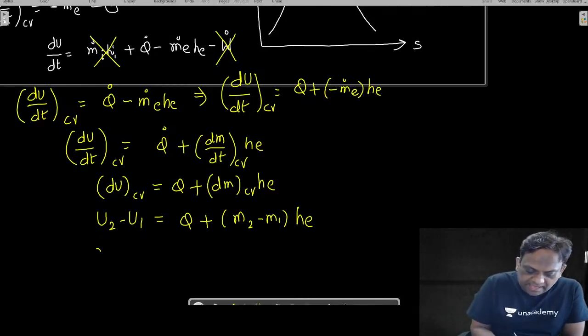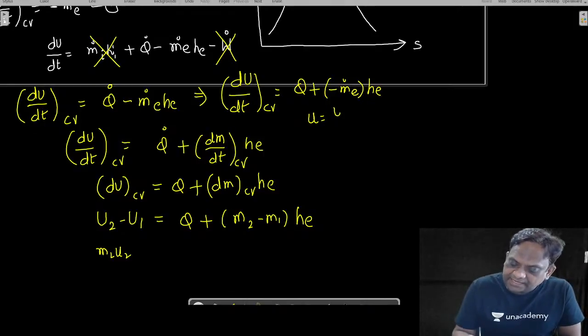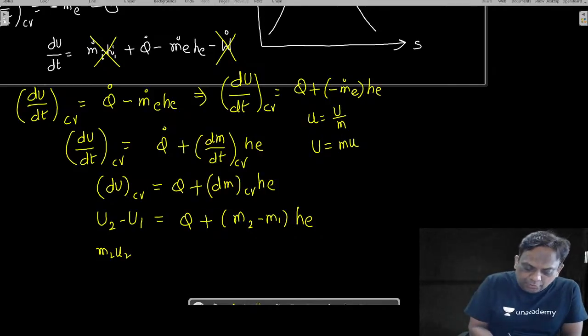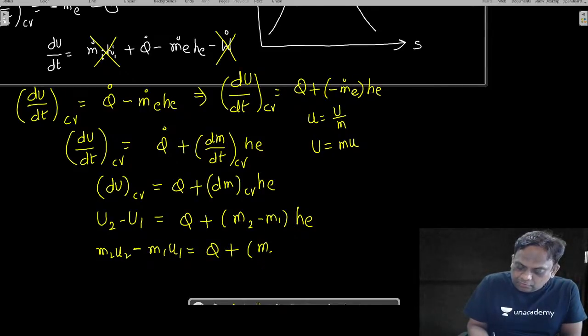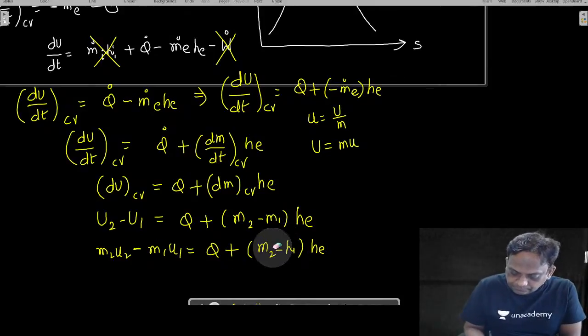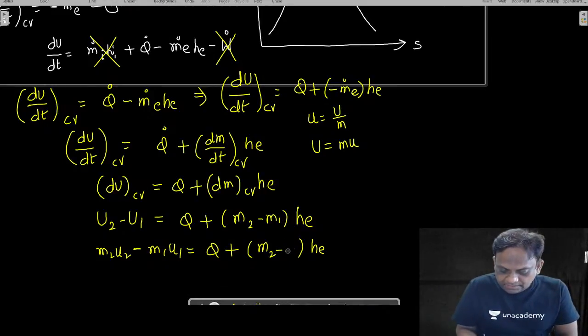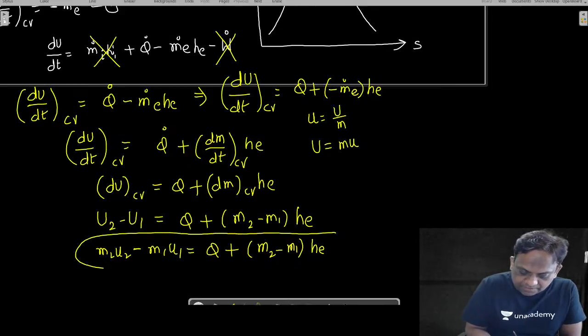So can we write this as M2 small u2, because specific internal energy is total internal energy per mass. If you want internal energy, it is mass into specific internal energy. So M2 u2 minus M1 u1 is equal to Q plus M2 minus M1 into HE. Let me keep it in box.